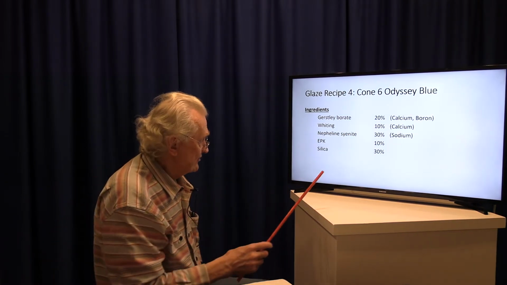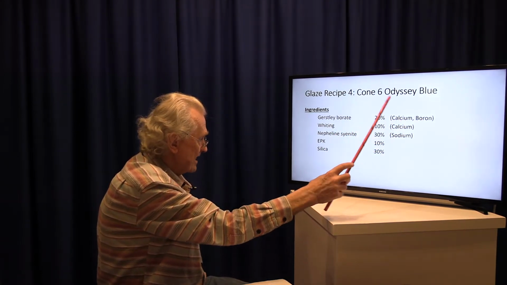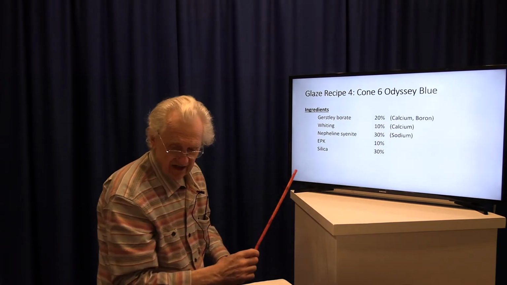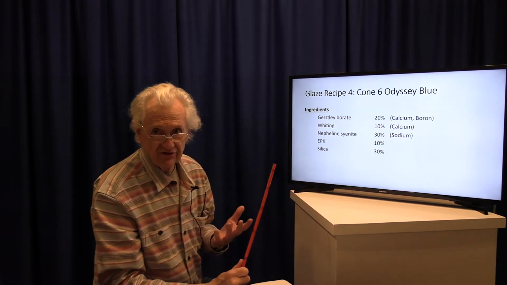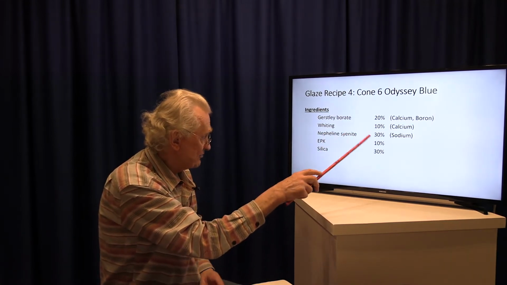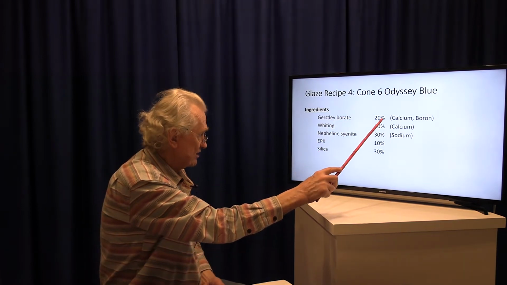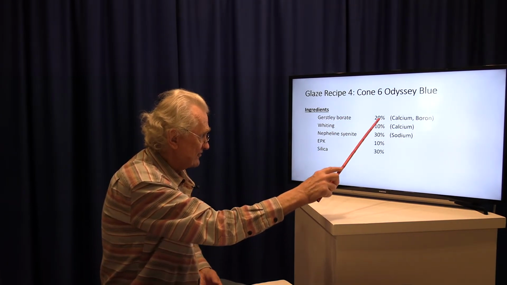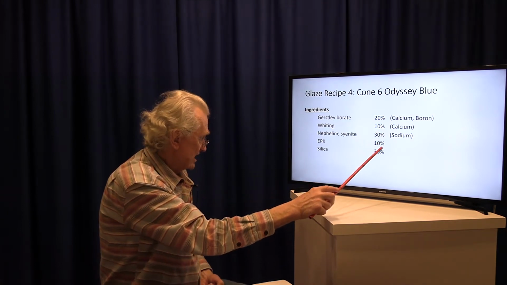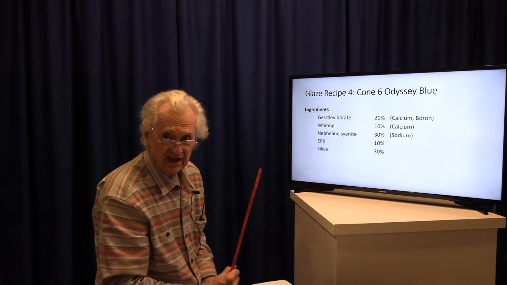Now, one of the things that, just looking at this, Gerstley borate is calcium and boron and calcium and sodium. It is known that this combination is very good for bright colors. It promotes good color response. So by looking at this glaze, and this probably is a cone 6 glaze, because I've got Gerstley borate 20%, nepheline syenite. So I've got a lot of low temperature flux and some medium temperature flux, and plenty of silica. So this is probably a nice, glassy glaze at cone 6.